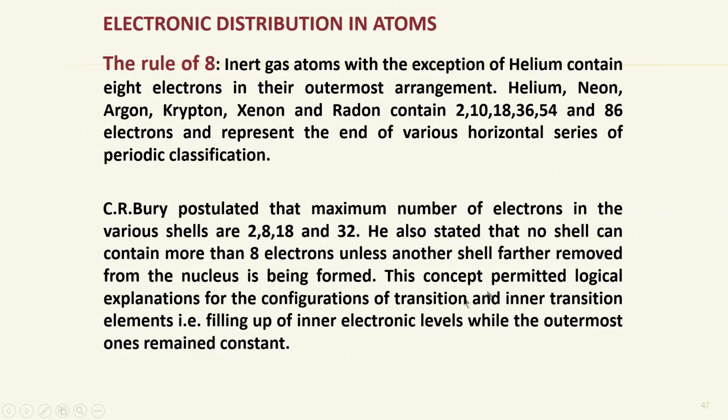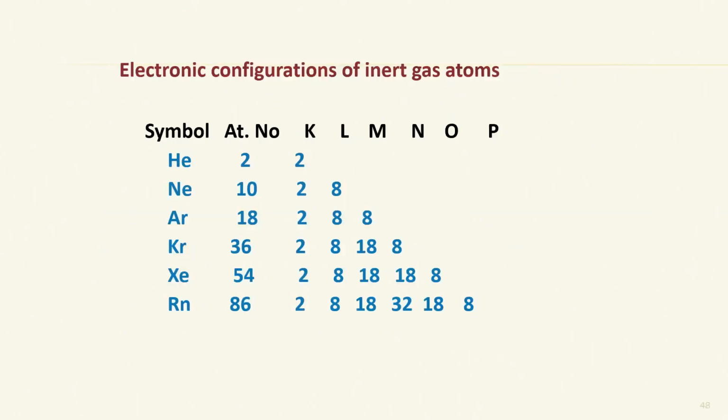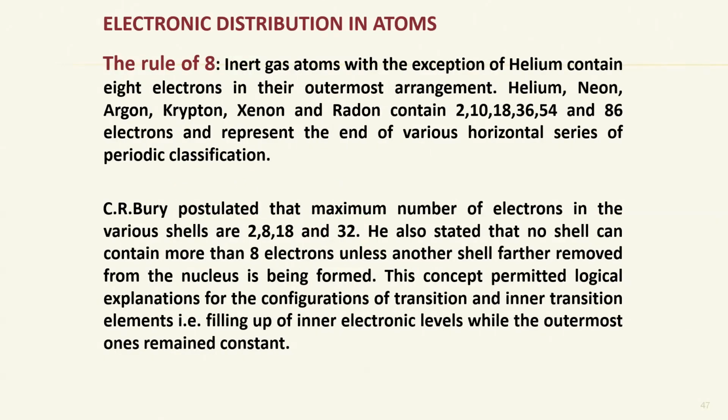So, this process permitted a logical explanation for the configuration of the transition and inner transition elements, that is, filling up of inner electronic levels while the outermost orbits remain constant, they do not get disturbed. So, the electronic orbit configuration is based on these two rules: one is the rule of 8, another is the rule of 2, 8, 18 and 32.